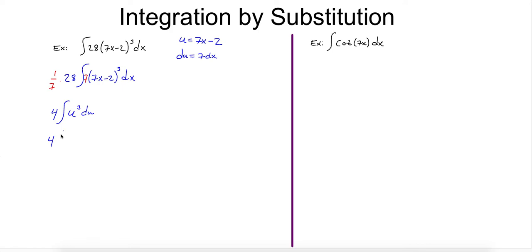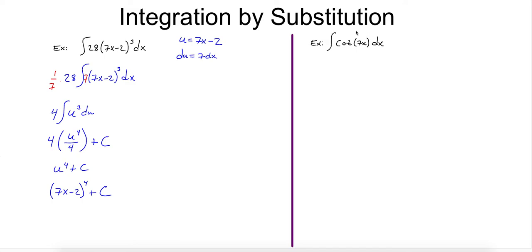And this becomes very, very easy to integrate. It's 4 times, and this is just the power rule now, u to the 4th over 4. And then it's plus c at the end, and these 4's cancel, so we just end up with u to the 4th plus c. Remember, we know that u was actually equal to 7x minus 2, so this whole thing comes out to be 7x minus 2 to the 4th power plus c. And that would be our equivalent to this integral right here. So again, we're just using that u-substitution to simplify it for us, so that when we apply something like the power rule, it's a very, very simple application.